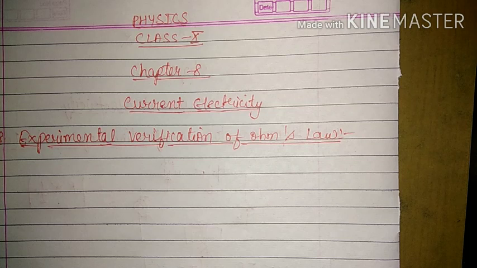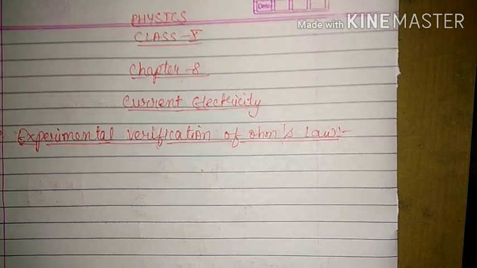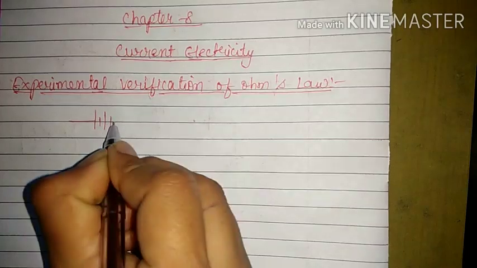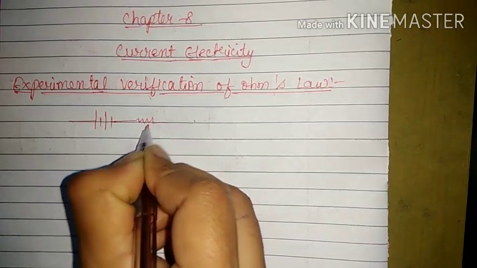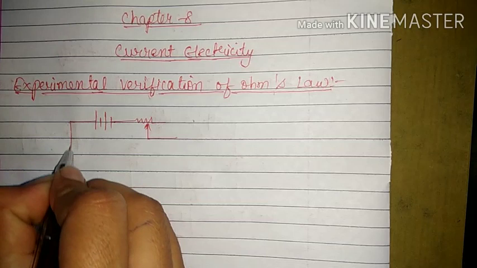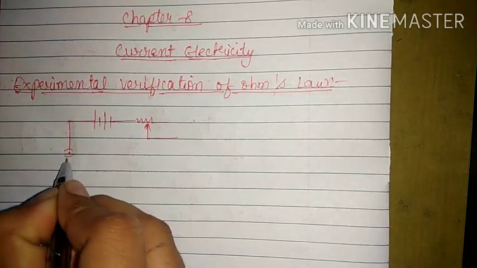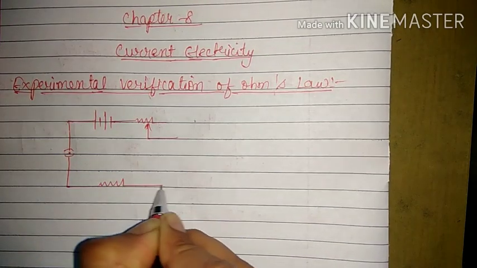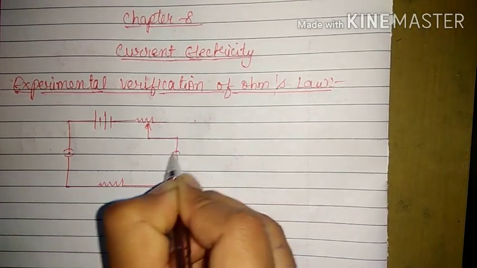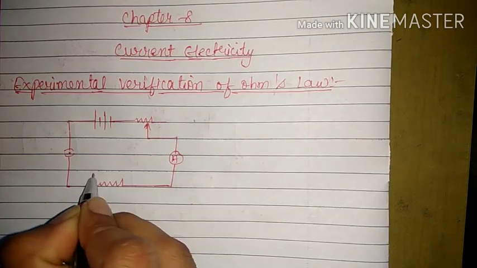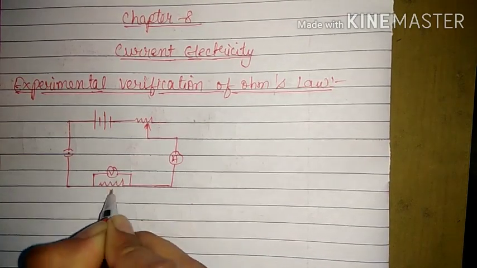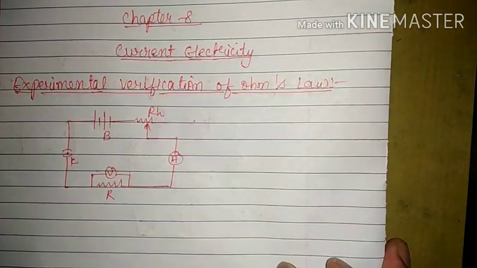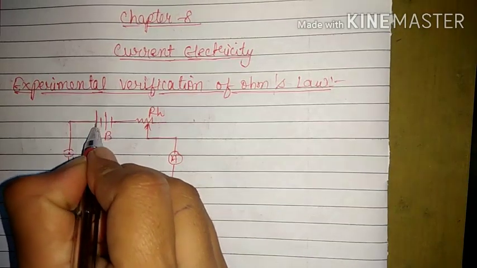For experimental verification we will have to make an arrangement of a circuit. In our circuit we will have a battery, a rheostat, a key which will act as a switch, and a nichrome wire. This is the ammeter and this is the voltmeter, resistance R, battery and rheostat. We know that this battery will have two terminals.